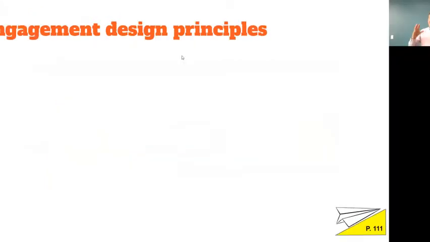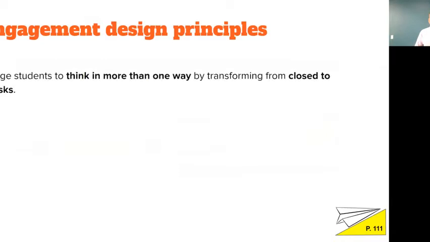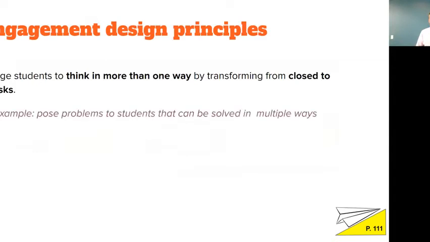So when we think about designing around those types of engagement, there are some design principles that Hattie, Fry, and Fisher suggest. Encouraging students to think in more than one way, going from closed to open tasks. Instead of one answer, there could be many. Example, pose problems to students that can be solved in multiple ways.